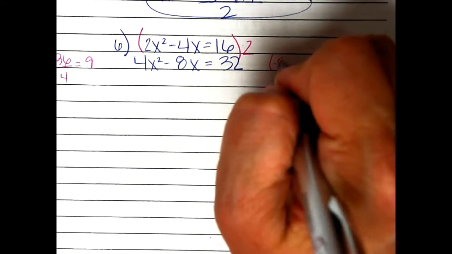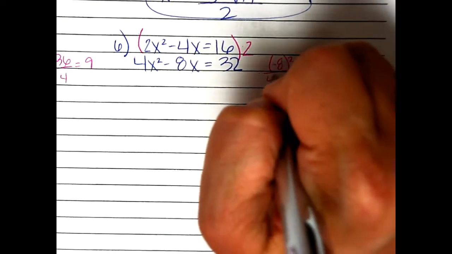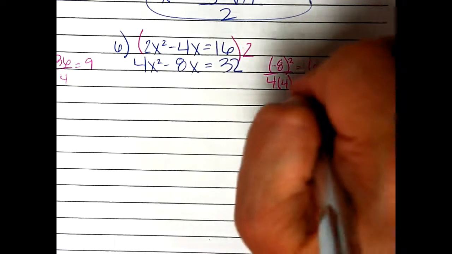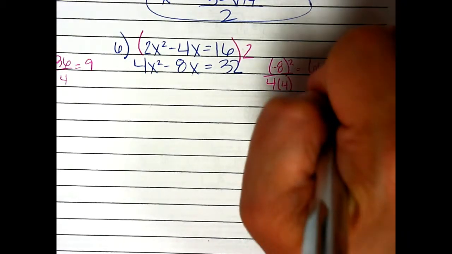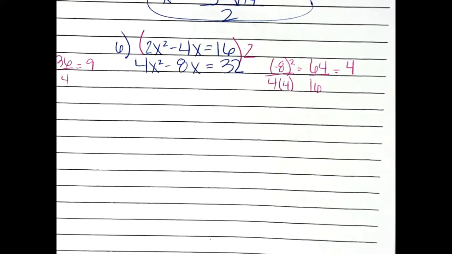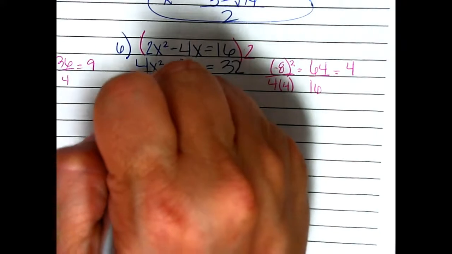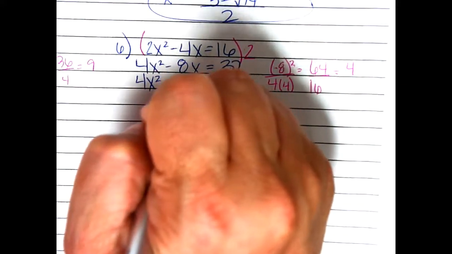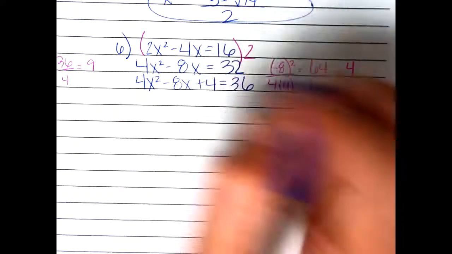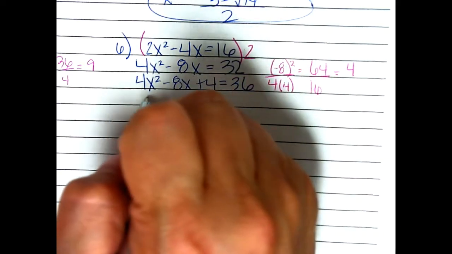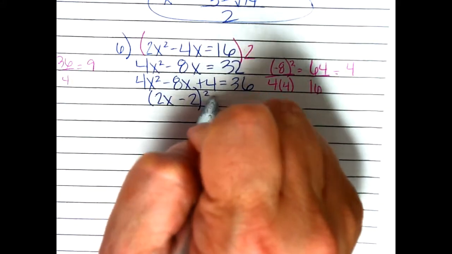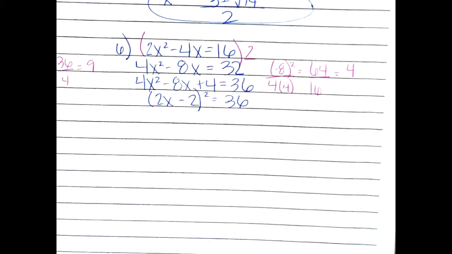So I have negative 8 squared over 4 times 4. Negative 8 squared is 64. 4 times 4 is 16. And 64 divided by 16 is 4. So 4 is the number I add to both sides. So I have 4x squared minus 8x plus 4 equals 36. Factoring the left is a perfect square trinomial. I get (2x minus 2) squared equals 36.